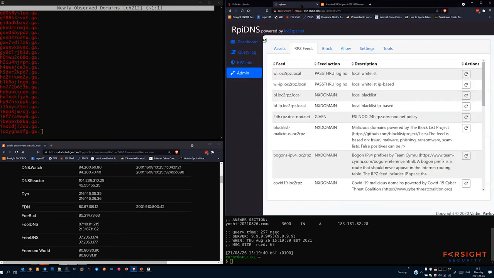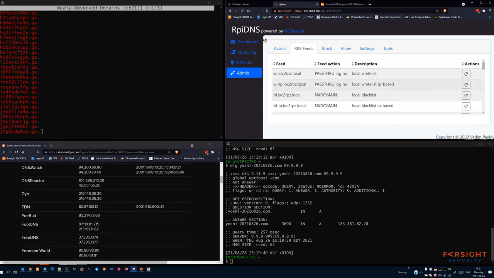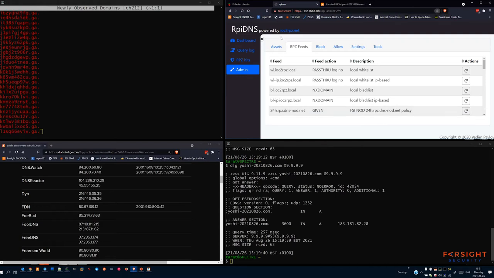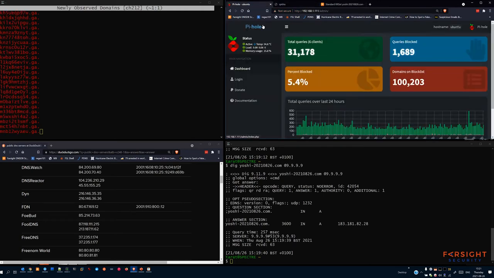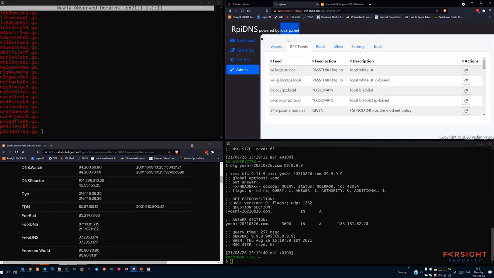At home, I run two DNS servers. One is run under the IOC RPZ management interface, and another one is run under Pi-hole management. So two different BIND servers, DNS servers. And both have this feed as an RPZ zone. RPZ is response policy zone, with the rule to deny.